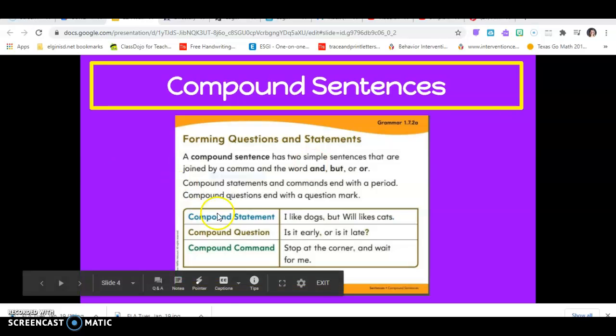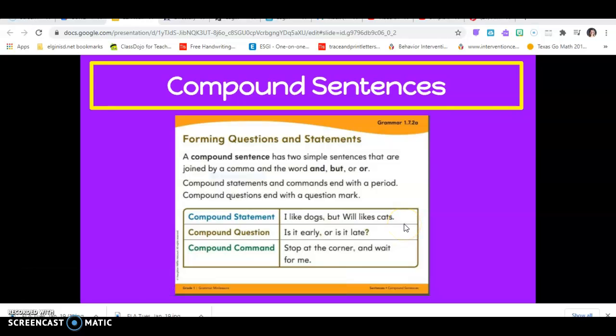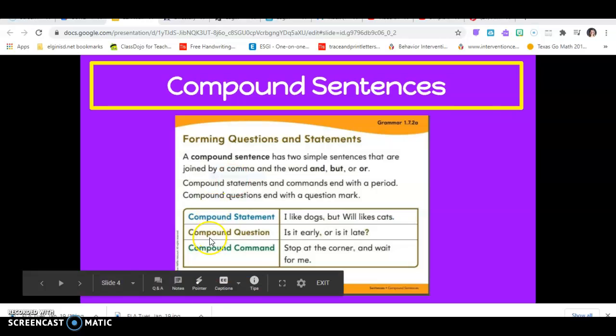A compound statement tells you something. I like dogs, comma, but Will likes cats. That's just telling you something. That's a compound statement. A compound question asks you something. Is it early, comma, or is it late? Ends with a question mark.